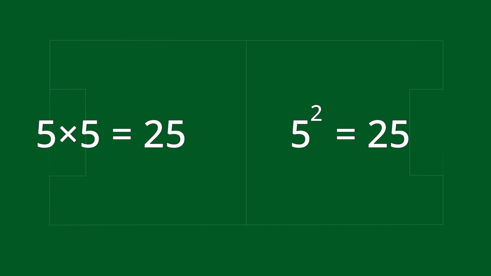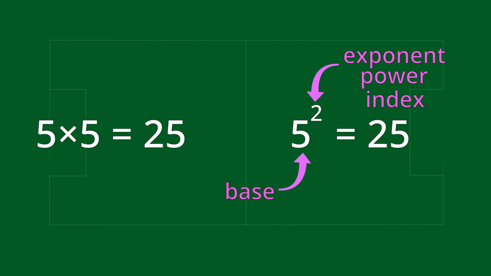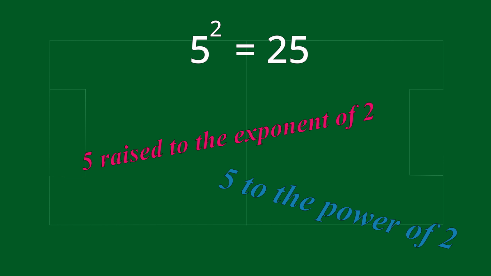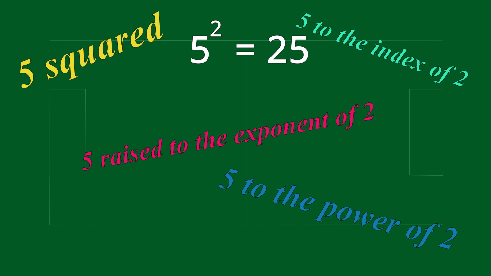First, let's see what an exponent is. 5 multiplied by 5 has a value of 25. 5 squared is the same and also has a value of 25. 5 is the base number and 2 is the exponent. The exponent can also be called a power or an index. We can say this in different ways. 5 raised to the exponent of 2, 5 to the power of 2, 5 to the index of 2, or 5 squared.